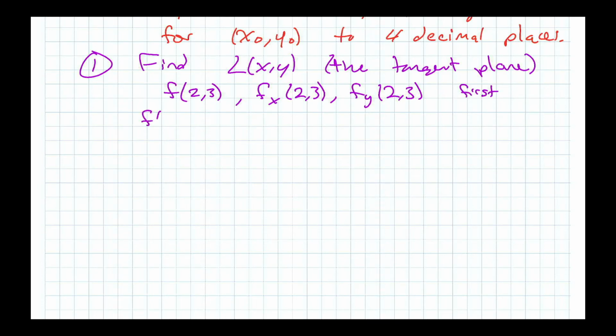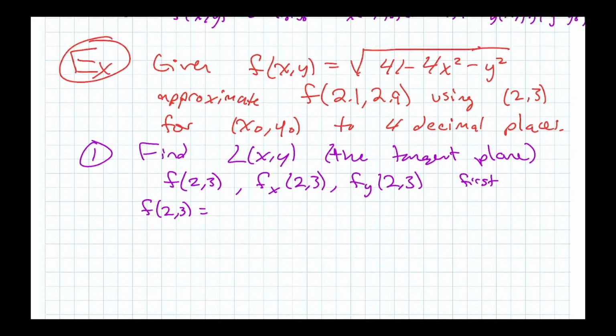So the f of 2 comma 3 is plugging 2 comma 3 into the function. The original function is right here, so just plug in 2 comma 3. So you have square root 41 minus 4x squared minus y squared. So that's square root 41 minus 4 times 4 is 16 minus 9. So what will that be?